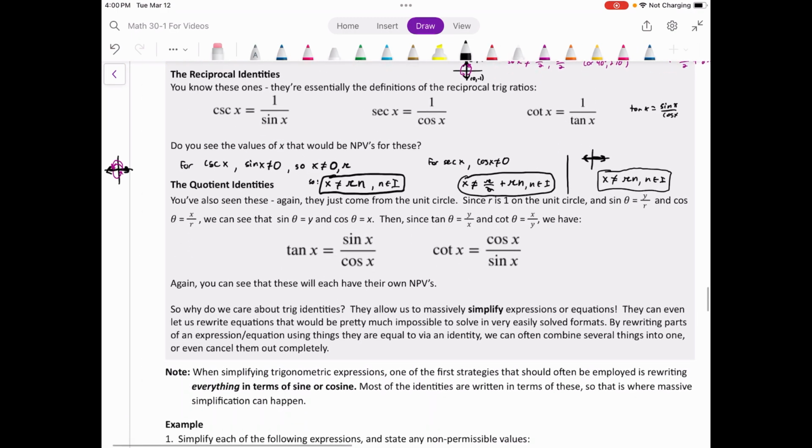All right. The next one, again, we've talked about them quite a bit here, but these are the quotient identities. You've seen these. They just come from the unit circle, right? These are relationships that we've been talking about. Since r is 1 on the unit circle, and sine theta equals y over r, and cos theta equals x over r, we can see that sine theta is y, and cos theta is x. Then, since tan theta is y over x, and cotan theta is x over y, right?